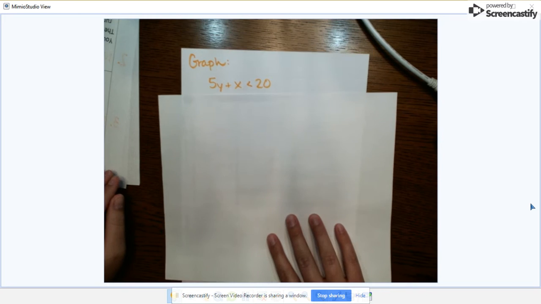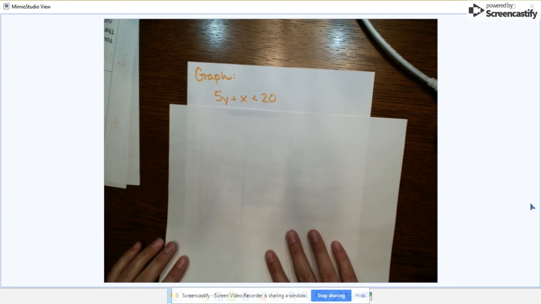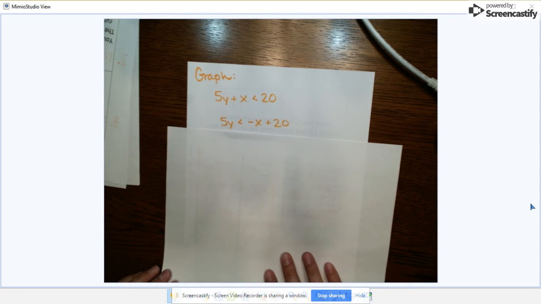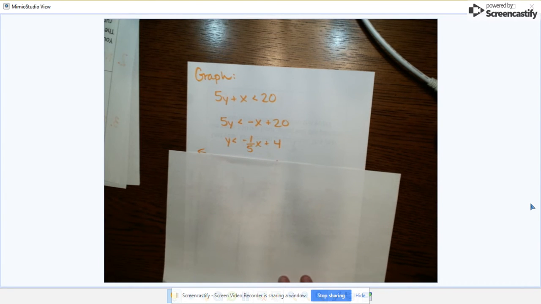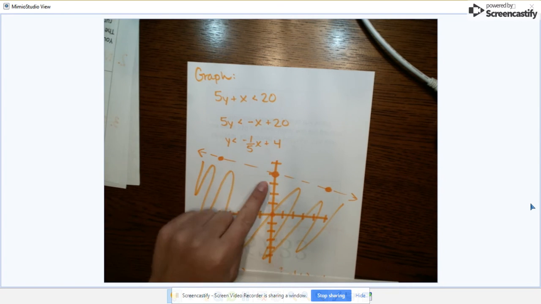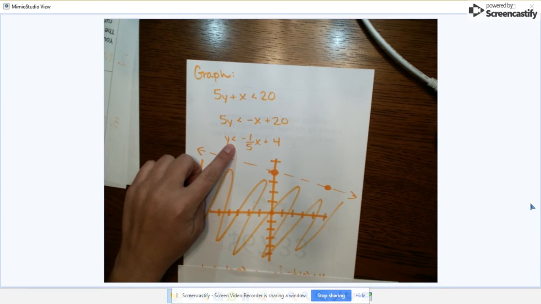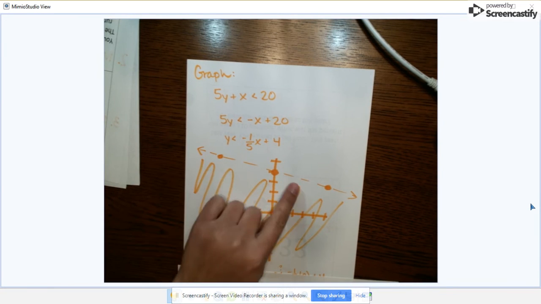We're going to graph 5y plus x is less than 20. So in order to graph this, we need to solve for y. So I subtract x and then divide by 5. When I graph my inequality, we go up to 4 and then have a slope of negative 1/5. Okay. Since it's strictly less than, we have a dashed line.